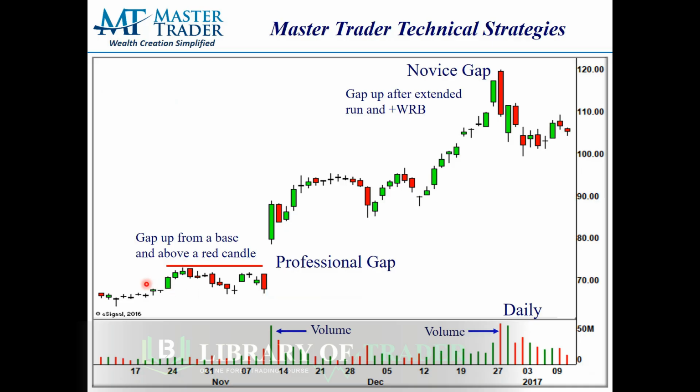Here is a professional gap coming out of a consolidation, and notice the red candle suggesting a continuation of the move lower, and then the gap above the consolidation. It's a very powerful concept for this type of a consolidation, the red candle at the end, and then the gap that clears all of that resistance.